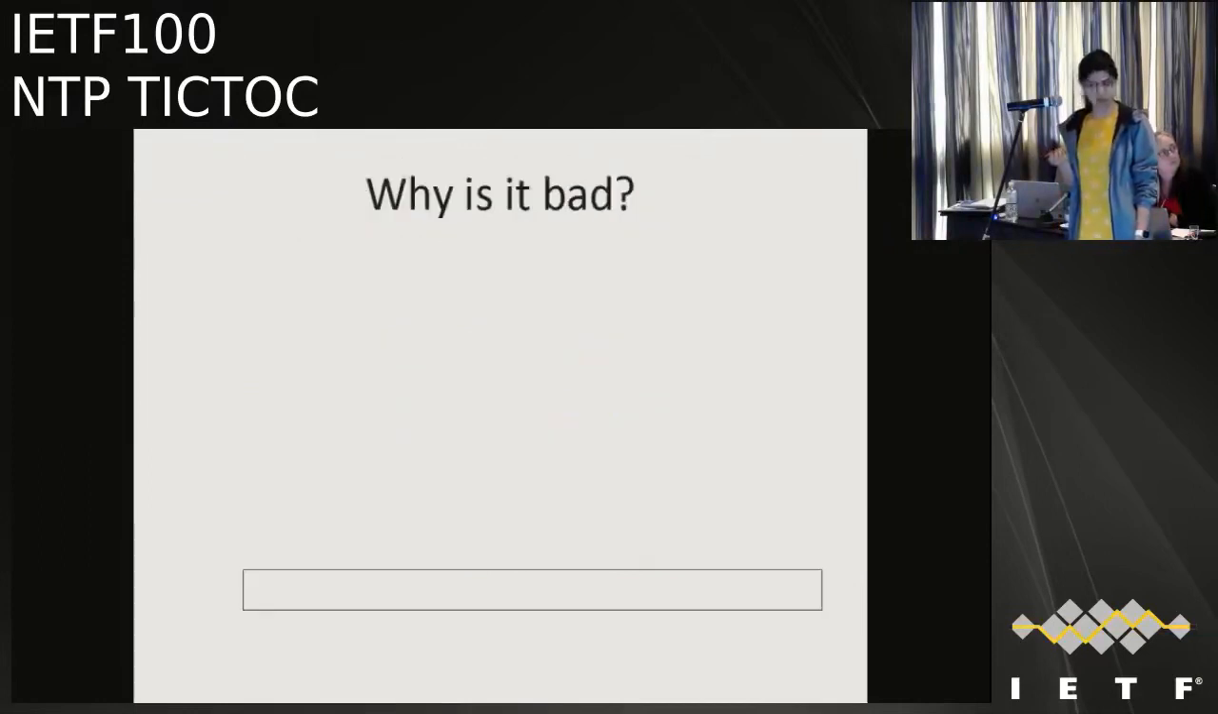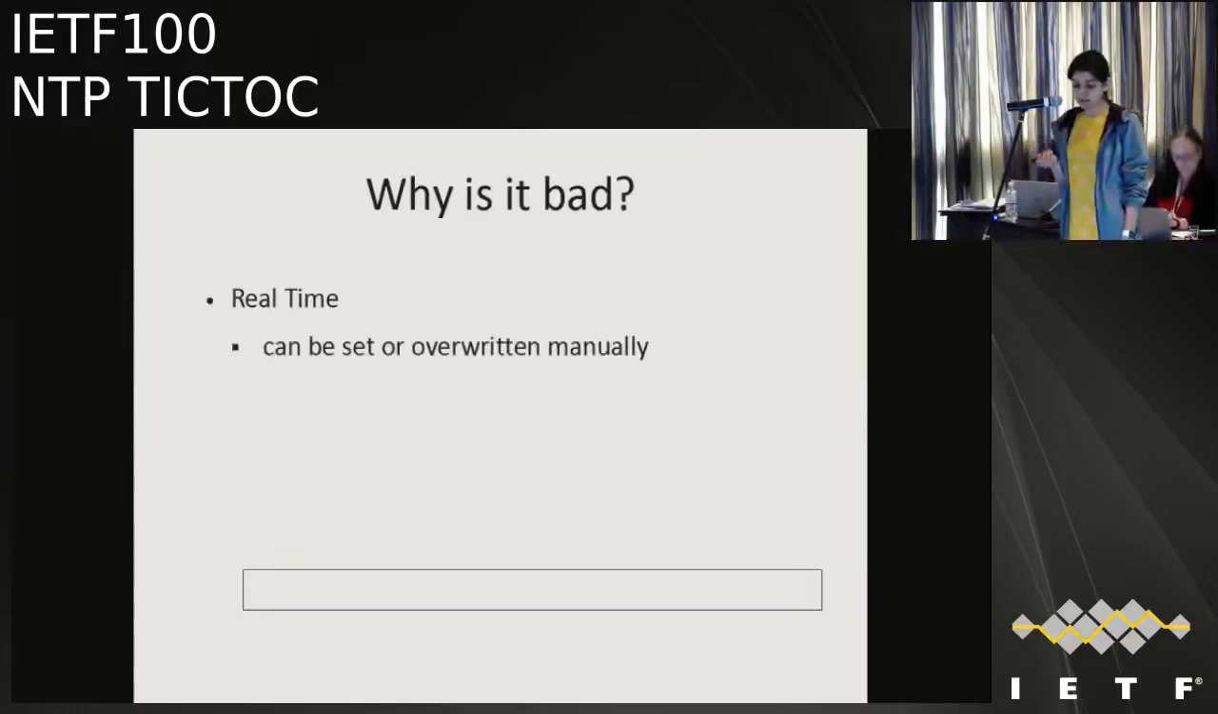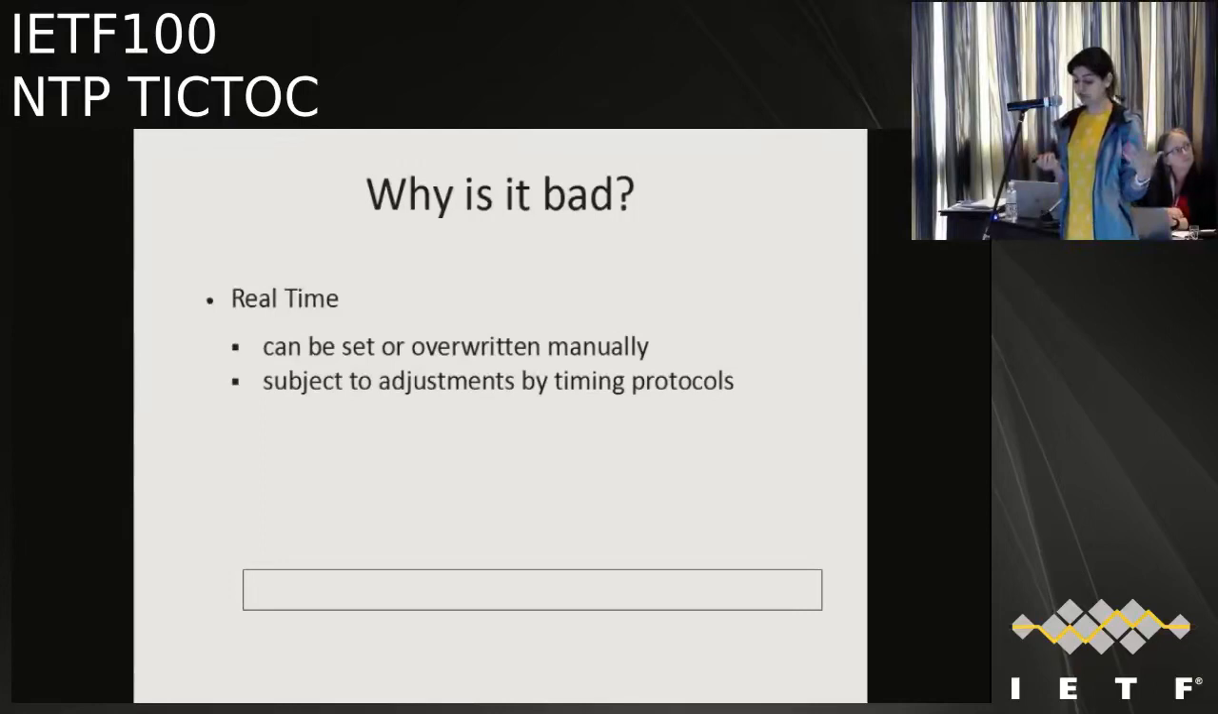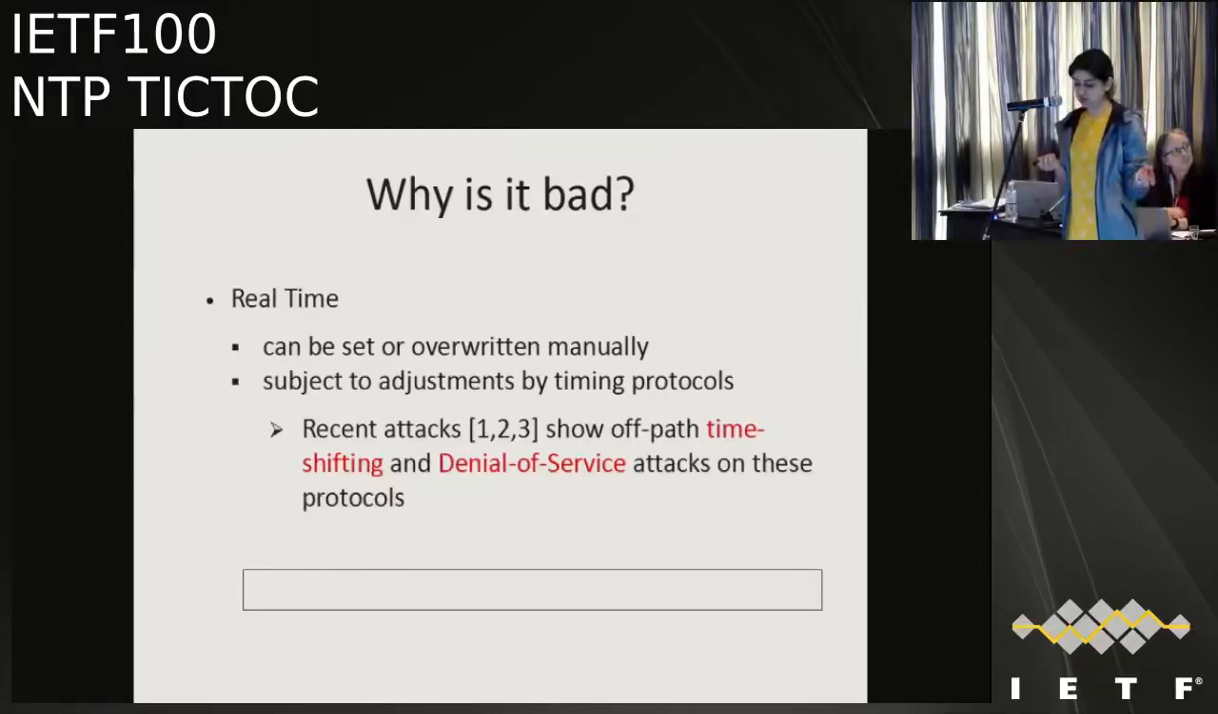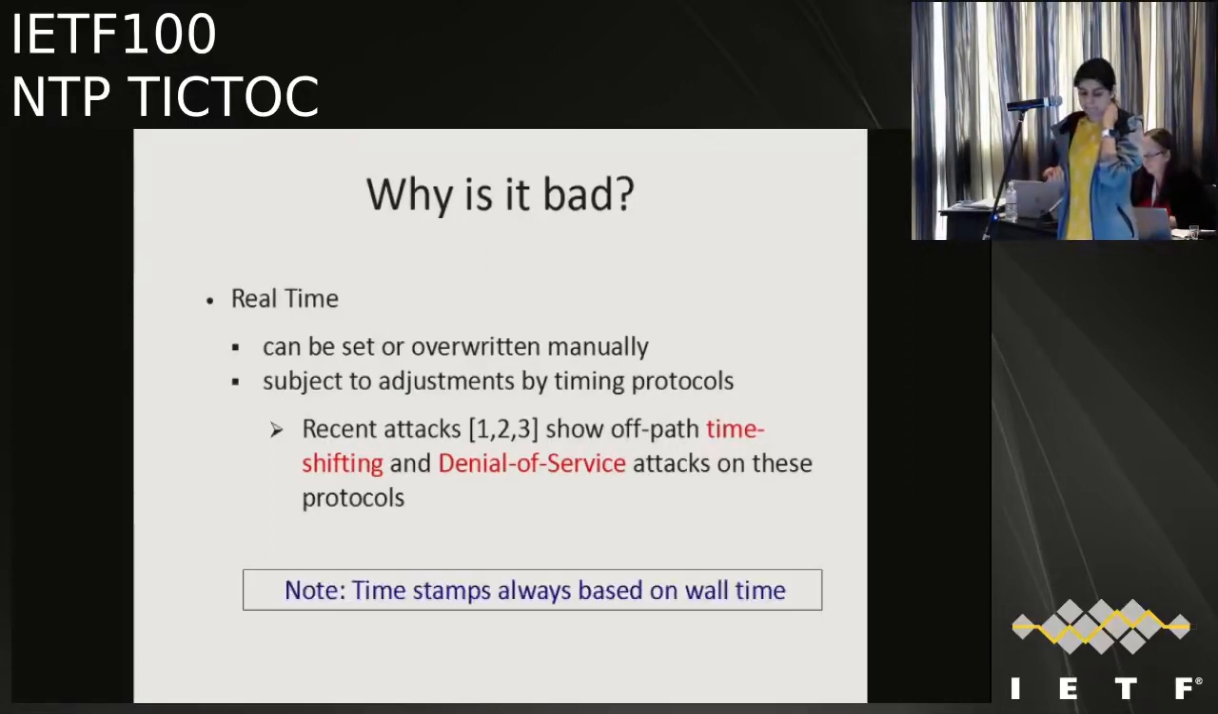So why is this approach bad? Well, using real time is bad because real time is updated by network time protocols, and it can be set or overwritten manually. It is adjustable. It is subject to adjustments by network time protocols, and these protocols are not very robust. We have talked about it in this session as well. Many recent works show that there can be off-path time shifting and denial of service attacks on these protocols, which can be leveraged to attack various applications that rely on the time provided by these protocols. So it's a bad idea to use real time.